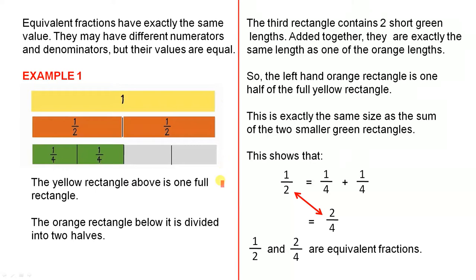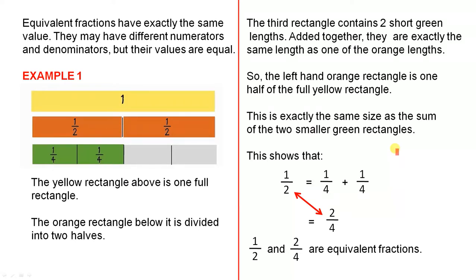Example 1. The yellow rectangle above is one full rectangle. The orange rectangle below it is divided into two halves. The third rectangle contains two short green lengths. Added together, they are exactly the same length as one of the orange lengths. So those two green lengths here are exactly the same length as this orange one here.